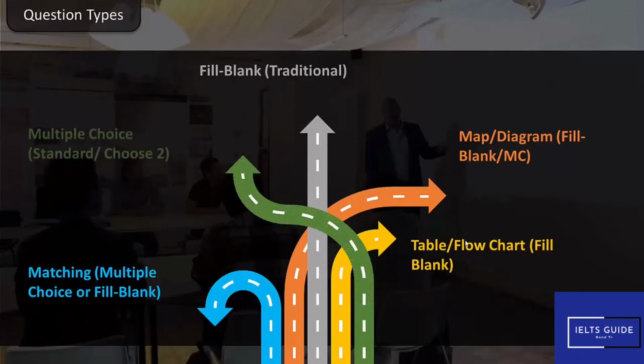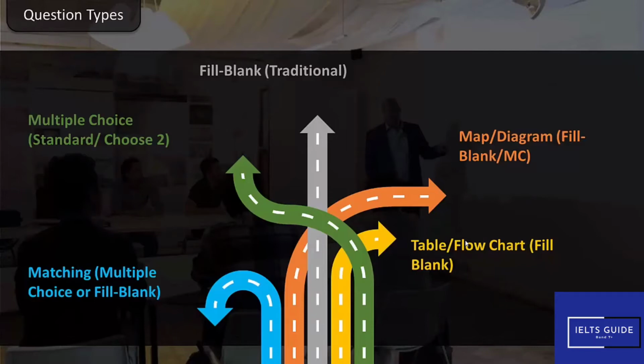They all are some variation of a fill the blank or multiple choice question. You have the traditional fill the blank question, where it's a sentence with a blank either in the middle of the sentence or a blank line at the end. You also have a map or diagram, which could be fill the blank or multiple choice. You have a table or flow chart, which is fill the blank.